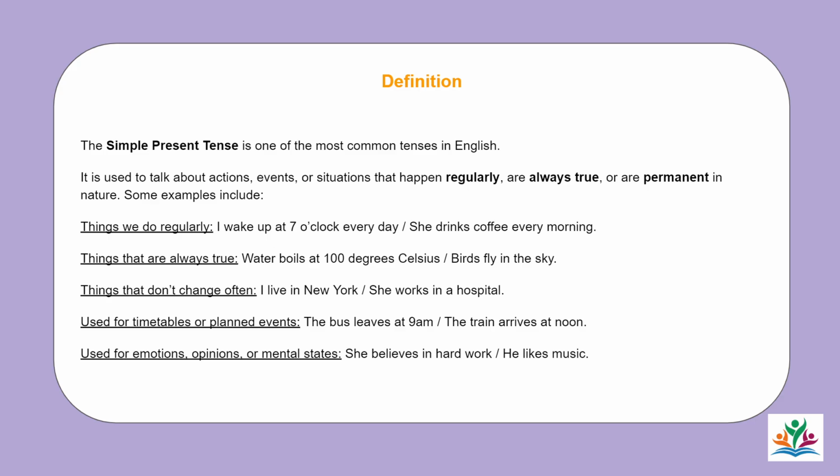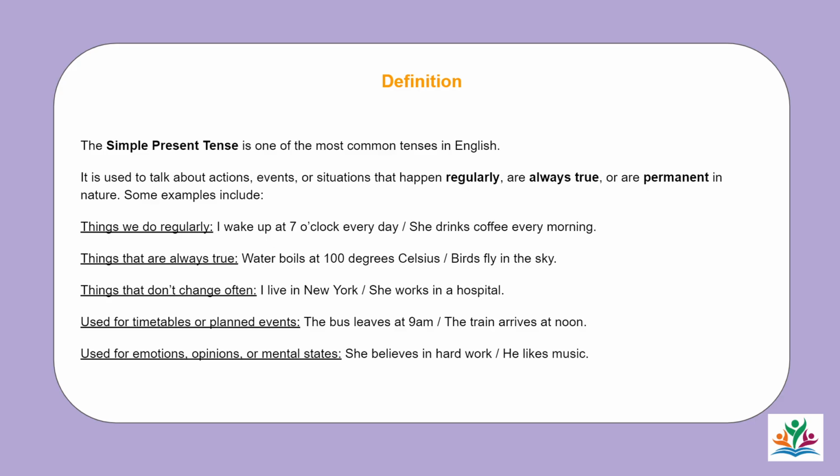Also, we have things that are always true. For example, water boils at 100 degrees Celsius, or birds fly in the sky. So here we are talking about something true. Things that don't change often. For example, I live in New York, or she works in a hospital. This is something that we can consider as permanent.